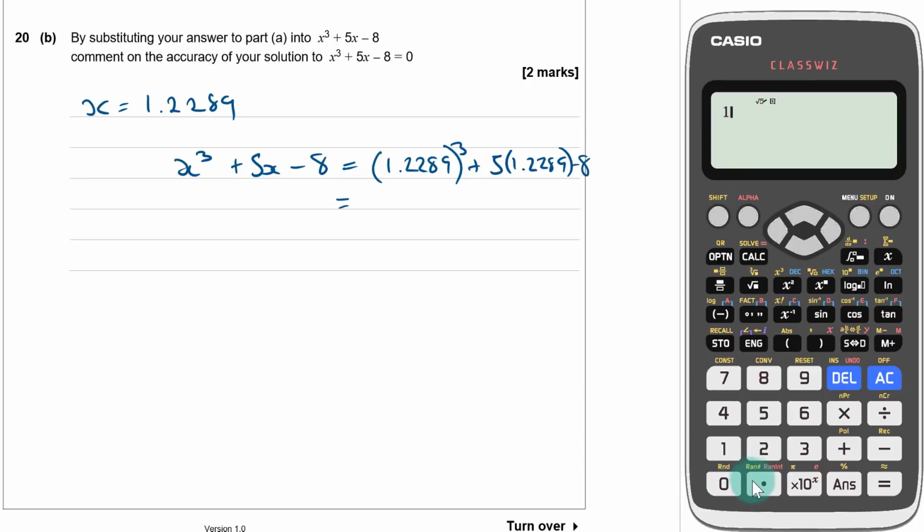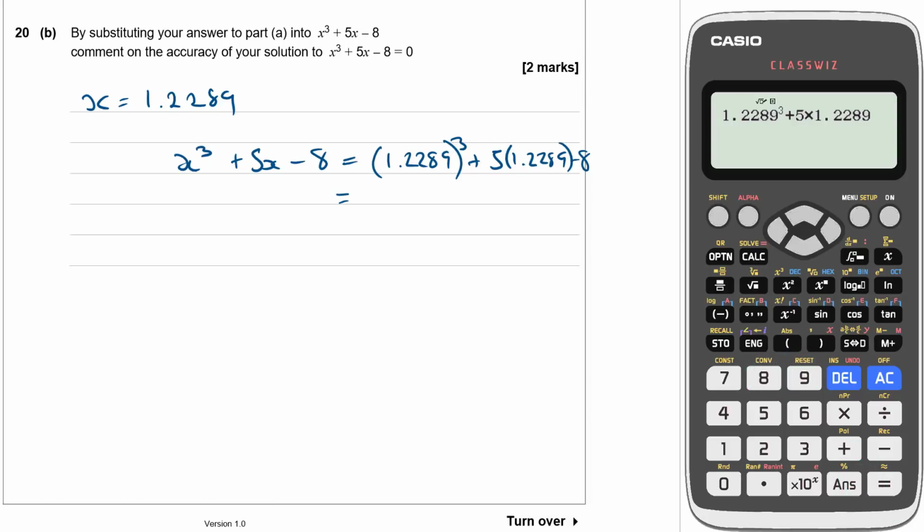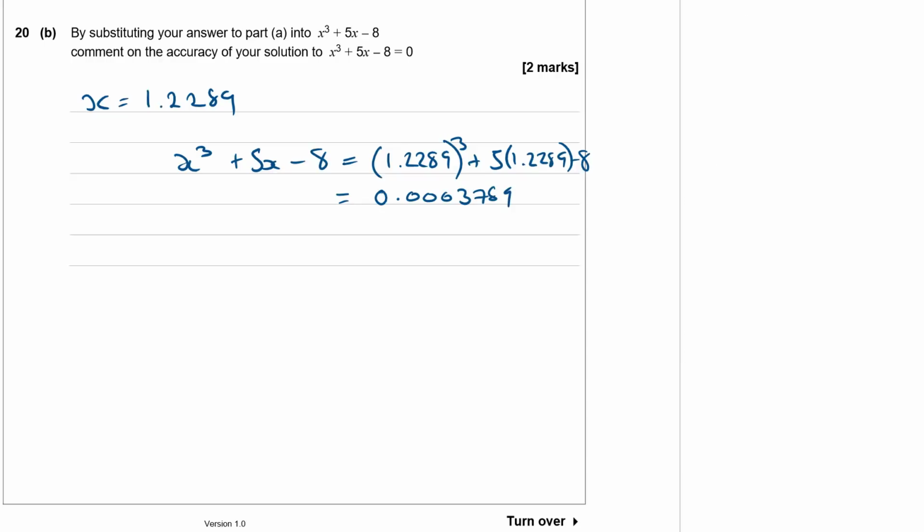Let's type that into the calculator. 1.2289 cubed plus 5 lots of 1.2289. Okay, that comes out to be 0.0003789. Very small number.